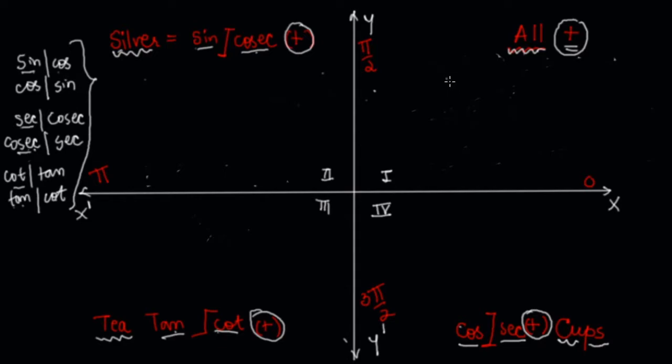Okay, after knowing which are the standard pairs that you have, let us see how the values would change and which would be positive. I've already told very clearly that all values are positive in the first quadrant. Sine and cosec are positive in the second quadrant, tan and cot are positive in the third quadrant, and cos and sec are positive in the fourth quadrant.